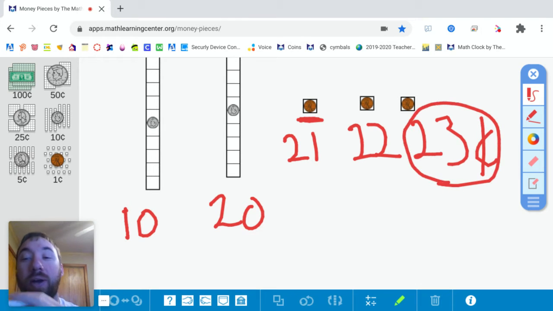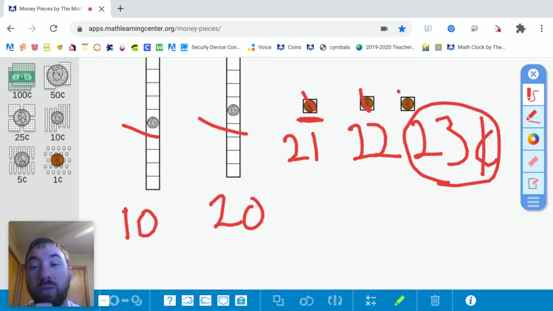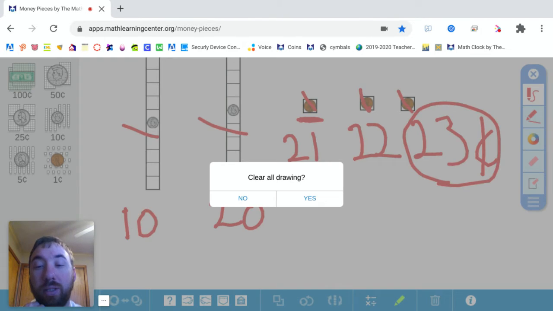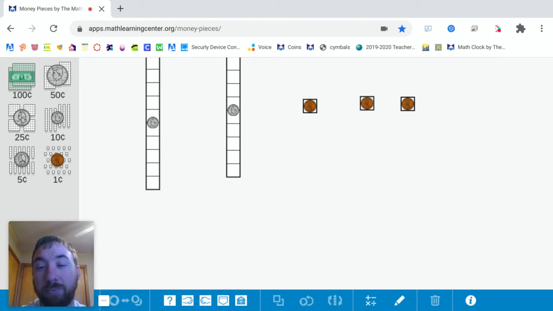My Chromebook is really hard to write on. I'm sorry, it's so sloppy. 23 cents. 10, 20, 21, 22, 23. Let's look at another one. I'll show you another way you can think about that.